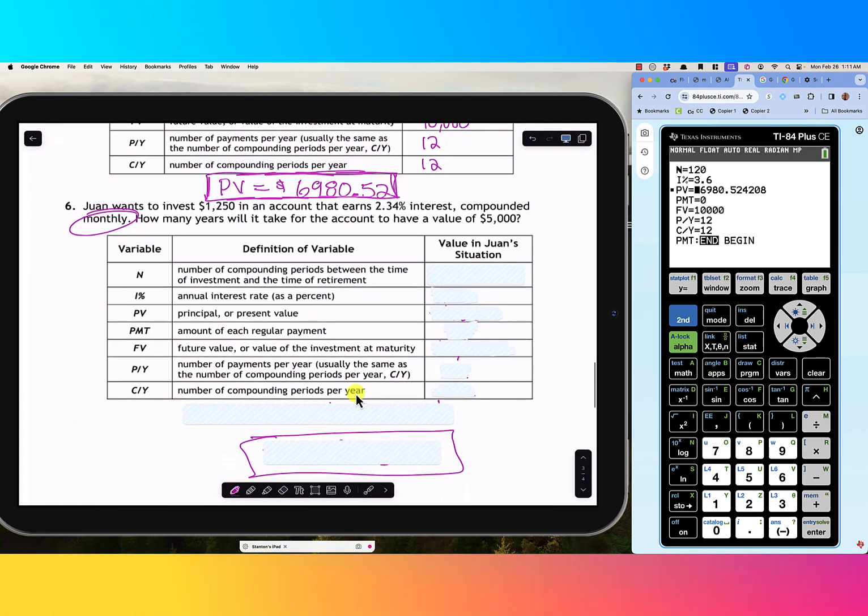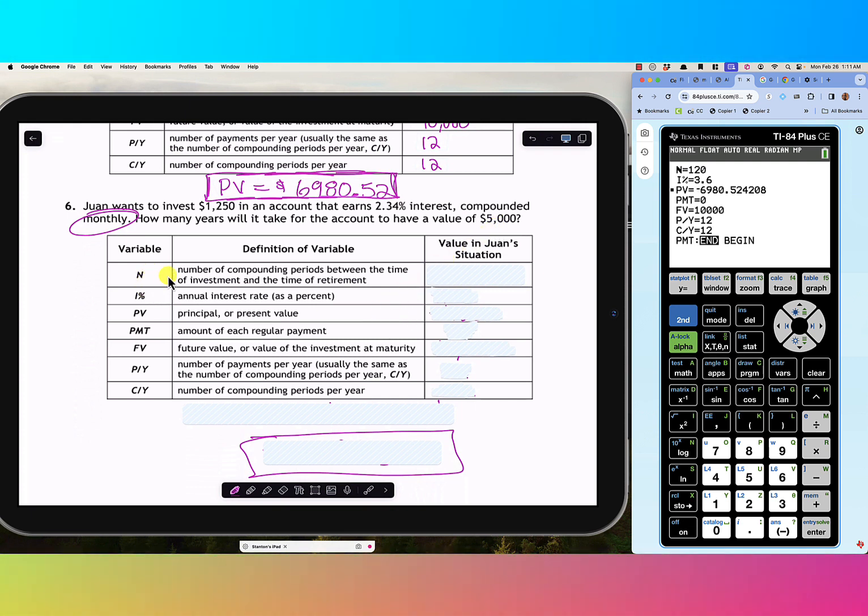We've got one more to do, and this is Juan. Juan wants to invest $1,250 in an account that earns 2.34% interest. It's compounded monthly. How many years would it take for the account to have a value of $5,000? So this is a little bit different. It's asking how many years would it take. How are we going to solve this?